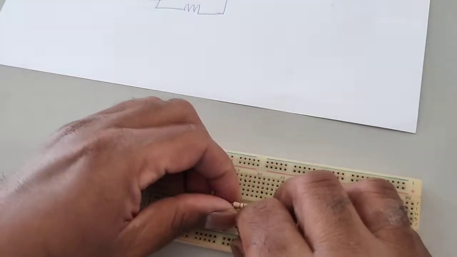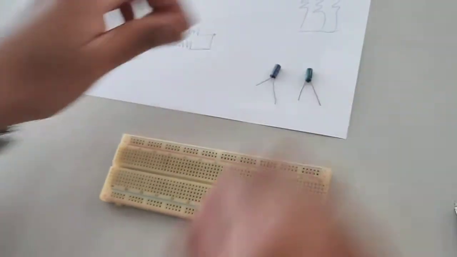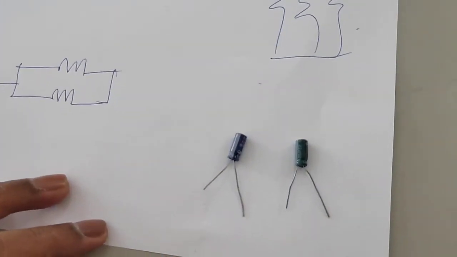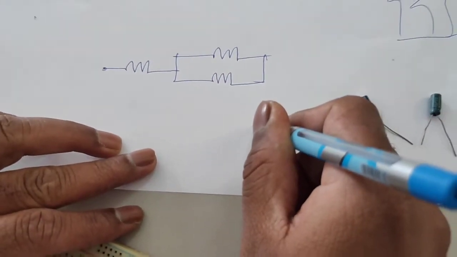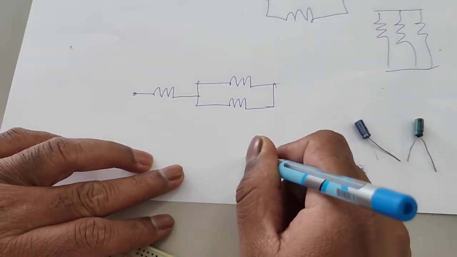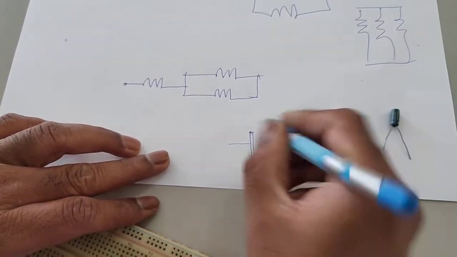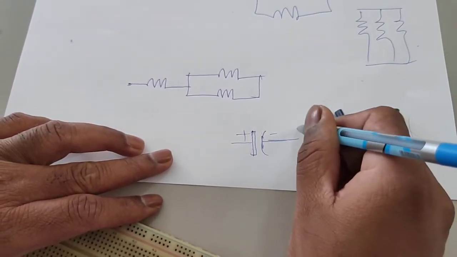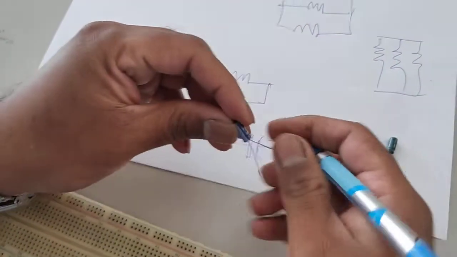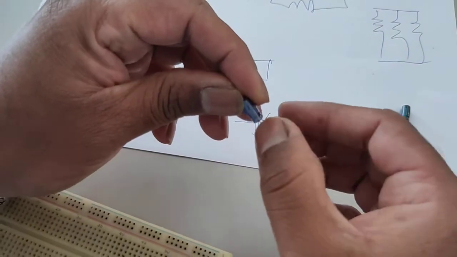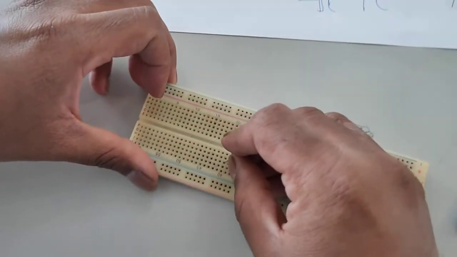Suppose now I will show with the capacitor. Suppose we have two electrolytic capacitors and you have to connect these capacitors in series. Since capacitors have polarity, this is positive and negative, next positive and negative. You have to consider the polarity here: it is a negative, so you have to put it like this, positive and negative.